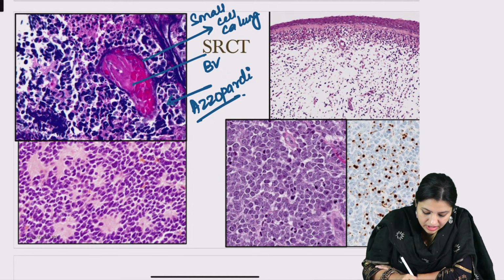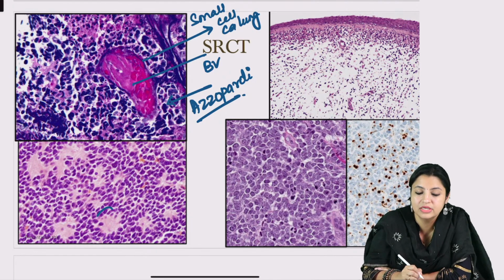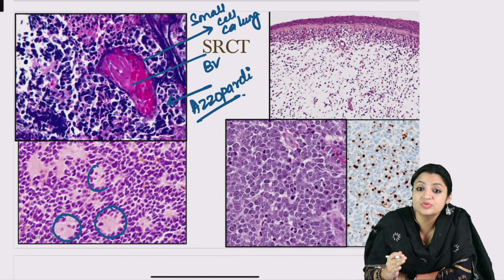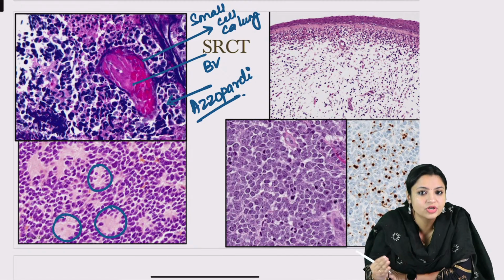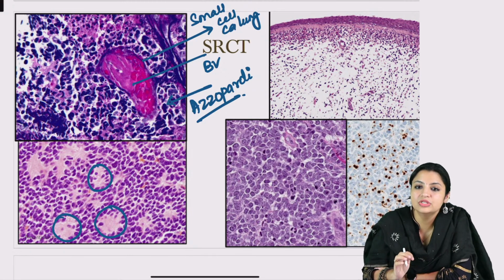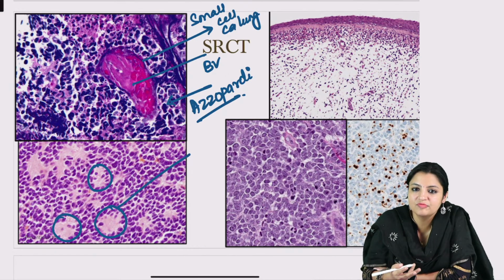Homer Wright rosettes. Whenever you see these Homer Wright rosettes, it can be a lot of tumors. It can be neuroblastoma, medulloblastoma, even sometimes Ewing's, when it is going towards neuroectodermal differentiation, it can also show you these Homer Wright rosettes.